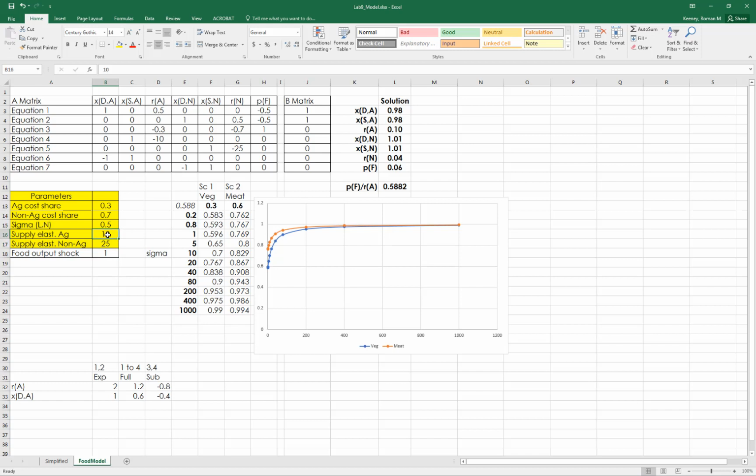And so as you keep adjusting this, you'll see that they keep squeezing together, so the changes have less and less effect. Okay, so as the supply elasticity for agriculture grows towards the supply elasticity for non-agriculture, we squeeze these together and the substitution effect matters very little, as does the cost share effect. Let's set this back to where it was and now increase the supply elasticity for non-agriculture.